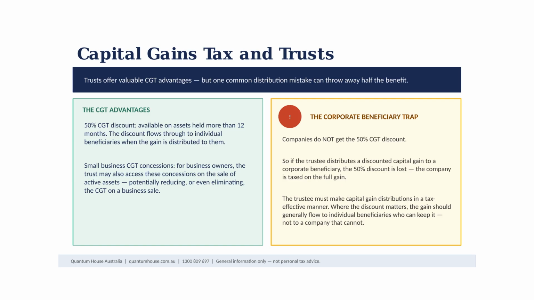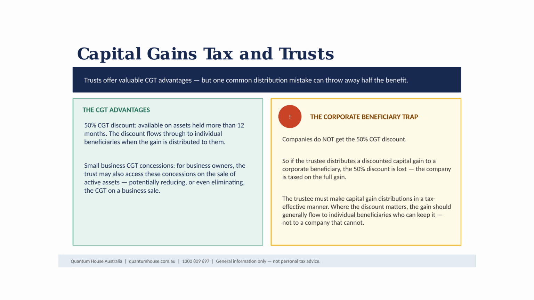Capital gains tax is an area where trusts offer real advantages, but also where one common mistake can be very costly. First, the advantages. Trusts can access the 50% CGT discount on assets held for more than 12 months, and importantly, that discount flows through to individual beneficiaries when the gain is distributed to them.